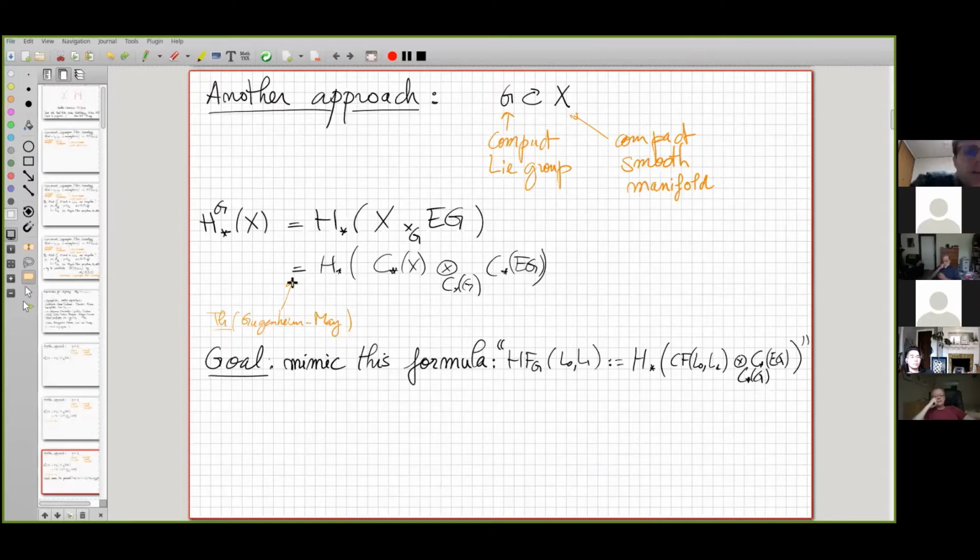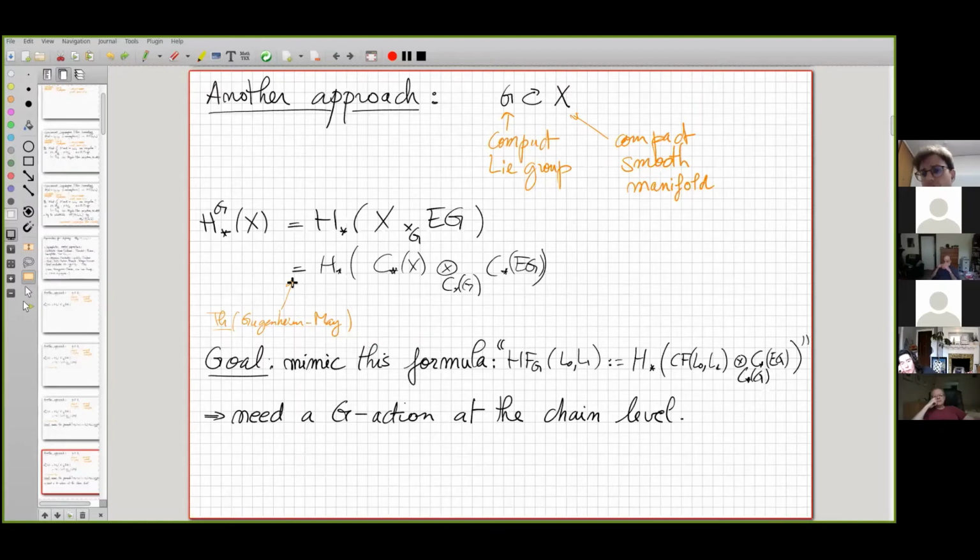Okay, and we would like to mimic this identity. So we'd like to write a formula like: take Lagrangian Floer homology as the homology of the Floer complex of L0, L1, tensor the complex of EG over the complex of the group. Okay, that's the kind of formula that we would like to write in order to define this homology. But in order to do that, we need an action at the chain level. Okay, we would like the Floer complex to be a module over the chain complex of G. Okay, and we have a kind of similar action, but with a Morse complex.